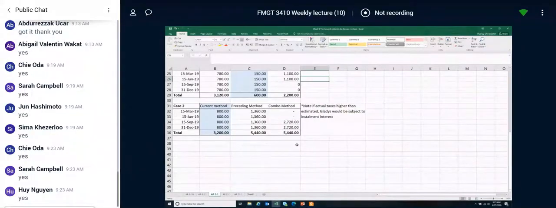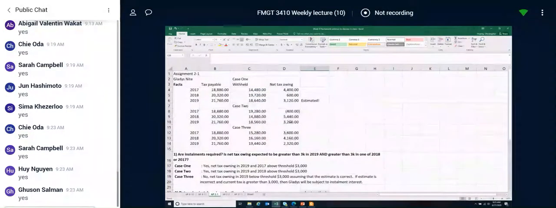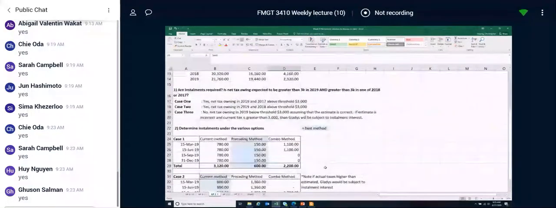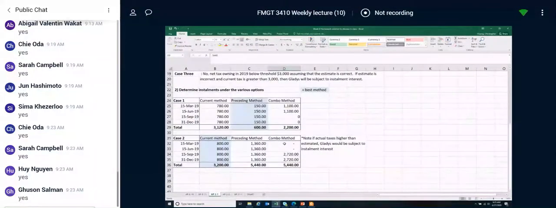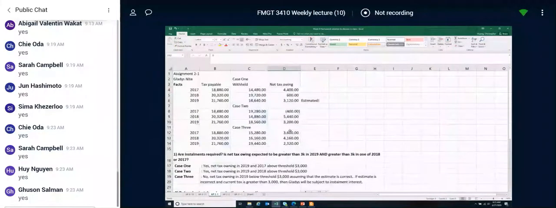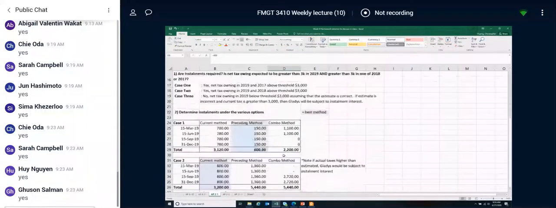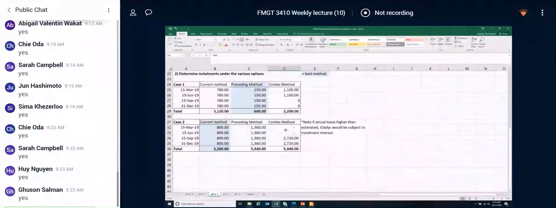So in this case, if you take a look at it, you actually had a refund in 17, and then you had tax owing in 18. Okay. So when you're looking at the combination method, again, CRA is not interested in giving you money back. So you take 2017 divided by 2. Well, guess what? You're negative. Now, CRA is not going to give money back. You're going to be zero for the first 2 payments in the year.